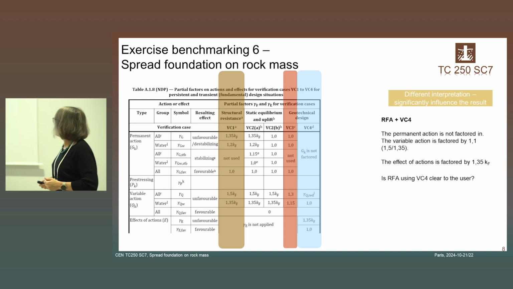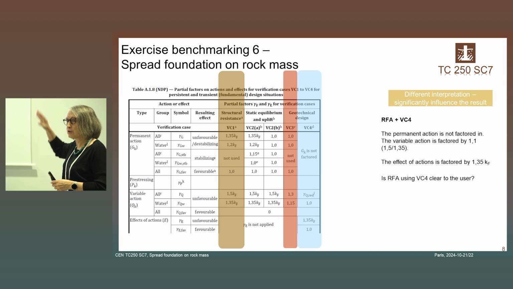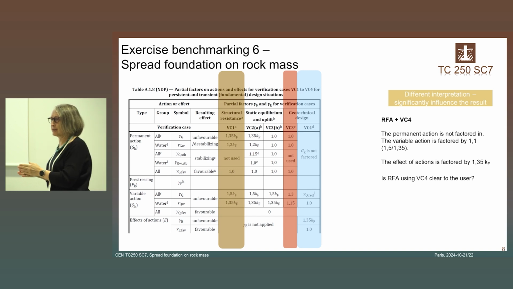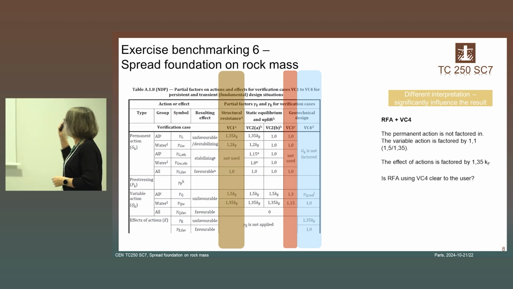Because I could see, I mean, these examples are not so much detailed, but I could feel that there is a little bit of a question: are we actually adding the same partial factors in VC4 on the actions anyway, considering them as the effect of actions for this spread foundation? But actually, we should put the partial factor on the effect of the action. So what is the effect of action when we talk about spread foundation? Is it clear for us how to use this VC4? That's one of my questions after doing this comparison here.